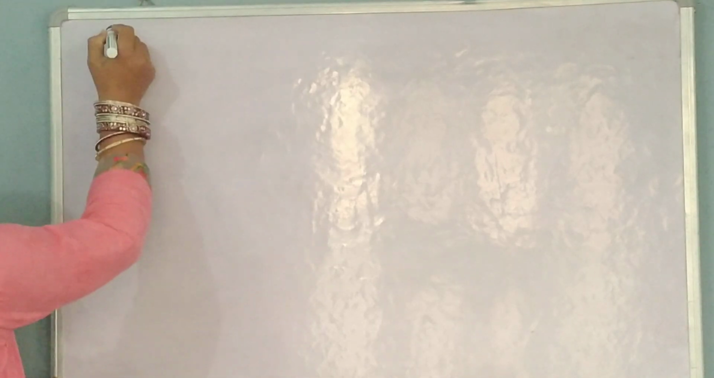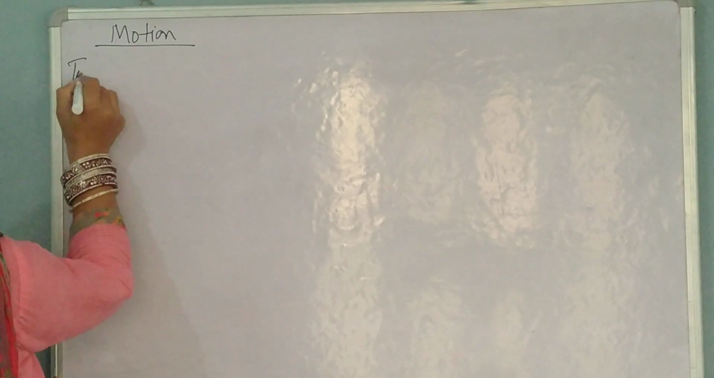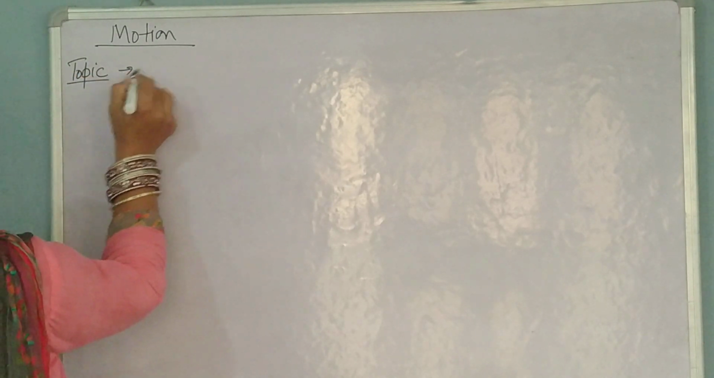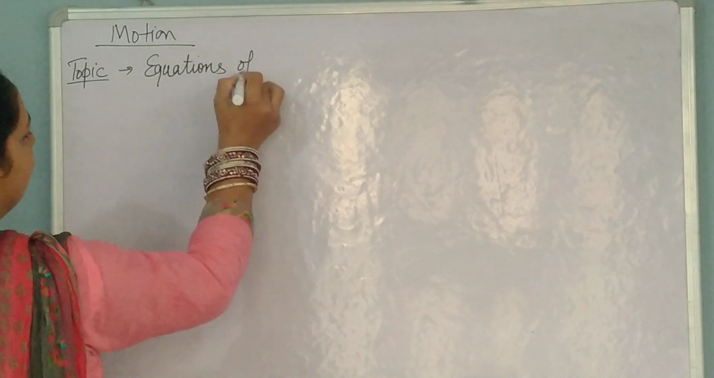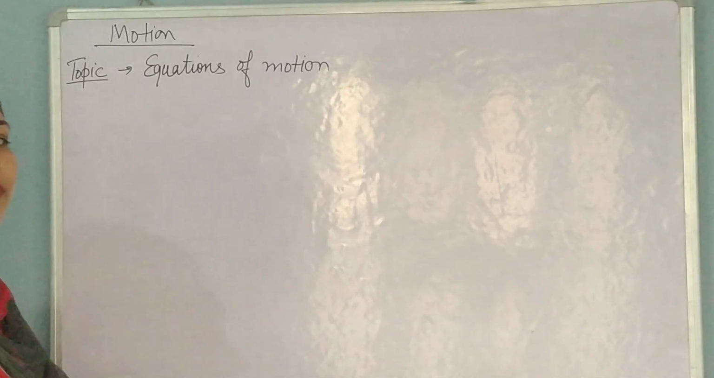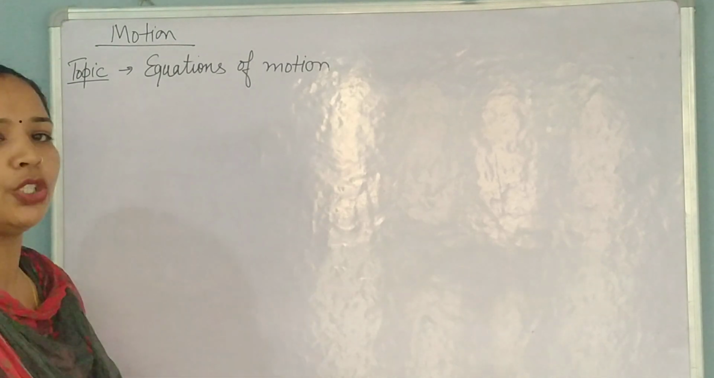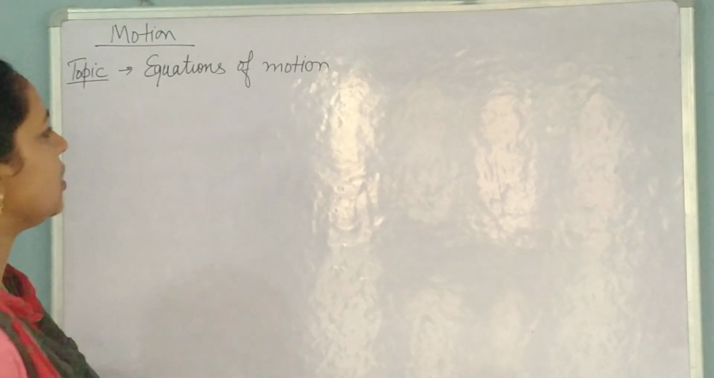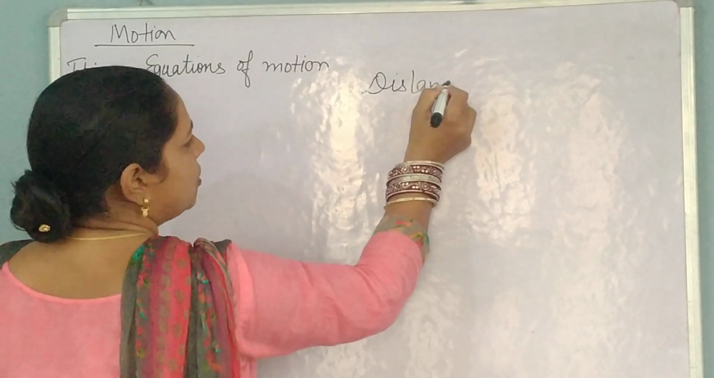In today's class, we will discuss chapter 8, motion. And in this chapter, our today's topic is equations of motion. Before I start today's topic, let's revise some basic terms which we are going to use in these equations of motion. Students, in this chapter, you have studied some basic terms like distance.